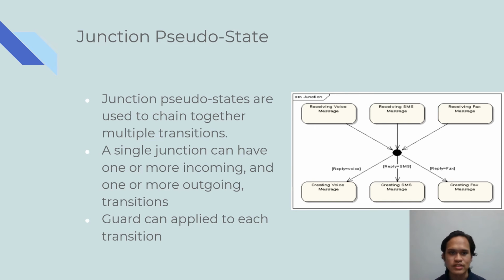So next is junction pseudostate. Junction pseudostates are used to chain together multiple transitions. A single junction can have one or more incoming and one or more outgoing transitions, and a guard can apply to each transition, just like in the diagram.